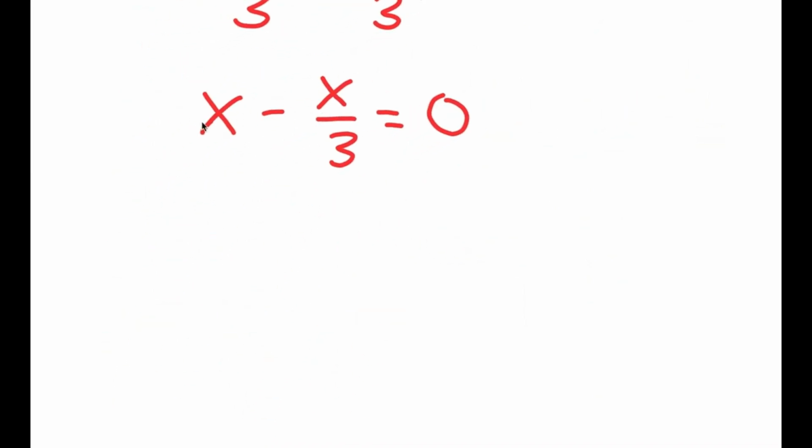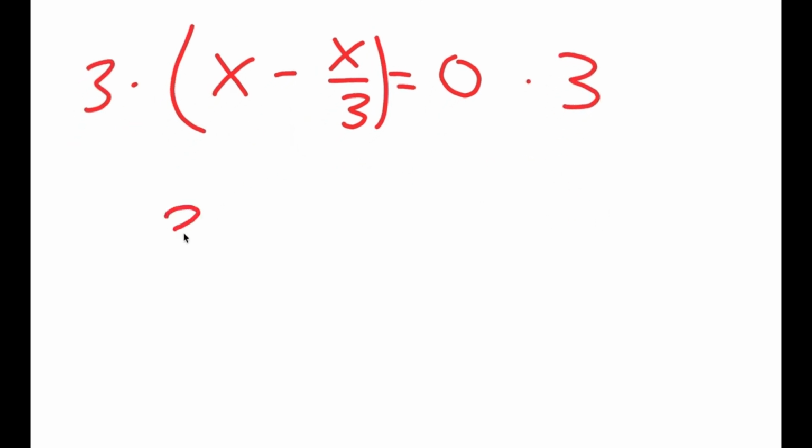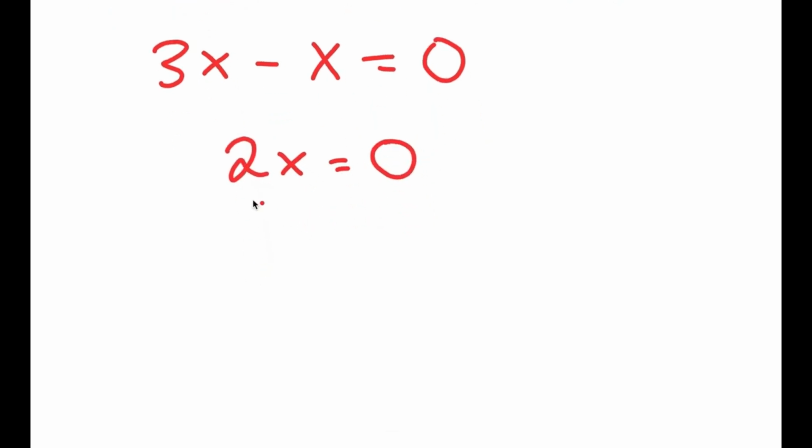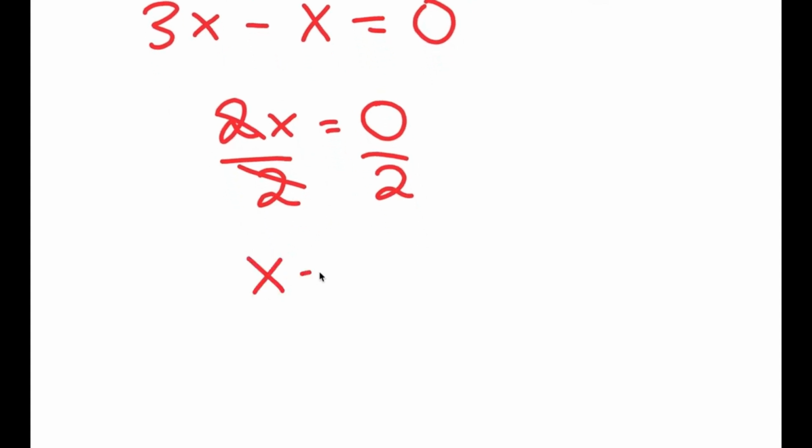So the correct way is this one. I get x minus x over 3 is equal to 0. And now I'm going to multiply both sides by 3. So now I get 3x minus x is equal to 0. 3x minus x is 2x, so I get 2x is equal to 0. And now obviously, this is simple. All I have to do is divide both sides by 2, and I get x is equal to 0.